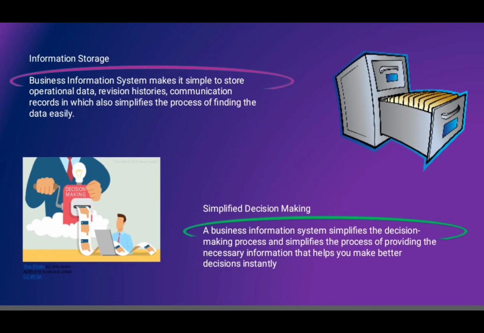Through information storage, business information system makes it simple to store operational data, revision histories, communication records, which also simplifies the process of finding the data easily. It can also help in simplifying decision making through process and providing the necessary information that helps you make better decisions instantly.